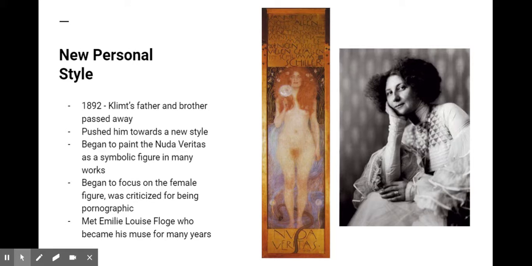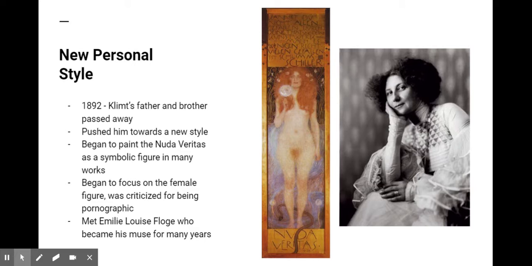In 1892, his father and brother both died, and these tragedies affected his artistic vision, pushing him towards a new personal style. In this new style, Klimt began to paint the nuda veritas, naked truth, as a symbolic figure in many of his works. Critics believe that this was Klimt's first symbol of denunciation of the Habsburgs and Austrian society. He began to focus on the female figure and erotic symbolism, and was criticized for being pornographic.